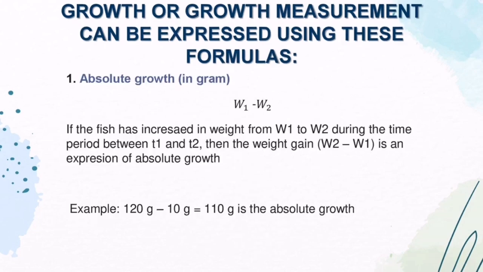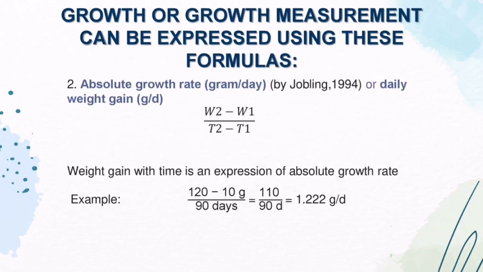Now let's discuss and use these four formulas in an equation. For the first formula, if the fish has increased in weight from weight 1 to weight 2, which is expressed as weight in grams, during the time period between time 1 and time 2, then the weight gain, using the formula W1 subtracted by W2, is an expression of absolute growth. So, as an example, 120 grams is the weight 1, which is then subtracted by 10 grams, which is the weight 2, wherein a difference of 110 grams is the absolute growth. Now let's move to the next formula.